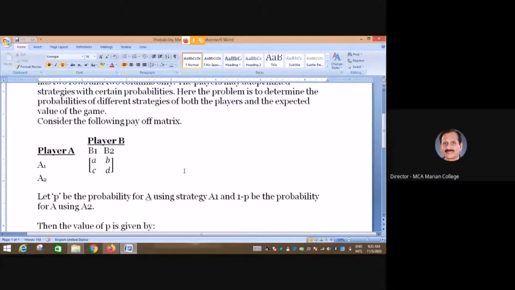In this case, we will assume that P is the probability for A using strategy A1. If P is the probability of A choosing strategy A1, then definitely 1 minus P will be the probability of A choosing strategy A2, because the total probability should be 1. That means player A will choose strategy A1 or A2 with some probability. So we are assuming that P is the probability of A choosing A1, and the probability of A choosing A2 will be 1 minus P.